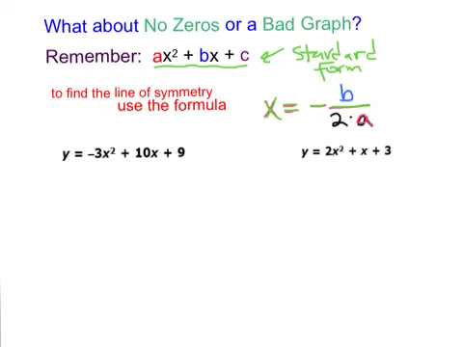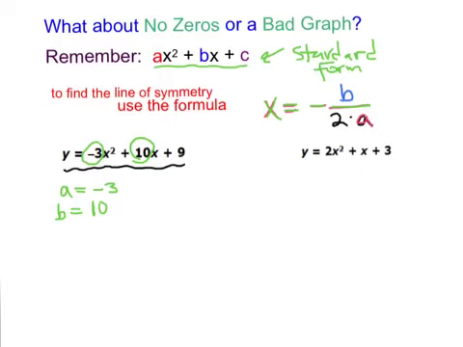And so what we can do is look at these two equations and easily identify what our x value is, so that we can use that to describe our line. And so if we say, okay, what is a in this equation and what is b in this equation? Well, a is the number out in front of the square, which is negative 3, and b is the coefficient of the plain x, which is 10.